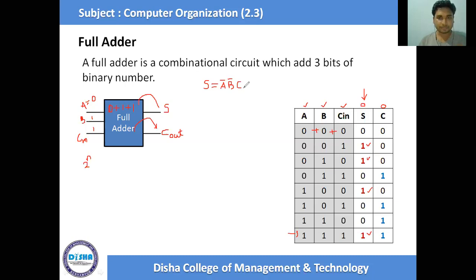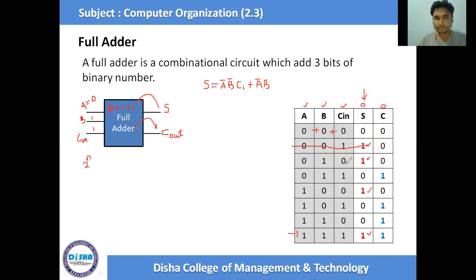Yes, it's quite difficult to write. Okay, CI, then plus. Okay, this one is over, and for this one, A is 0. That means A is in NOT operation, A not. Then B is 1, so simply B.